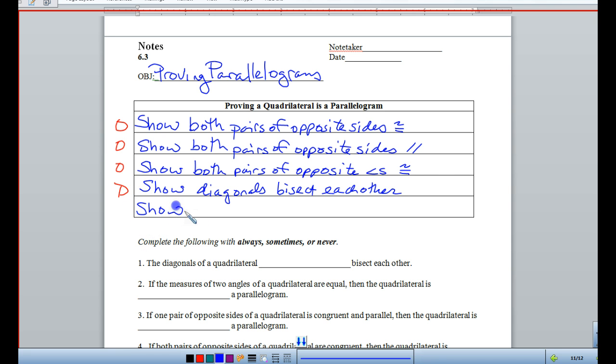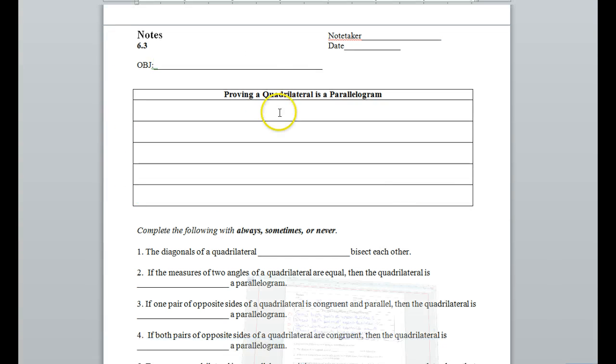show one pair of opposite sides parallel and congruent. So in other words, if we have our parallelogram, you got to show that they're congruent and parallel. Just one pair, the same pair, congruent and parallel. So using what we know from this, we're going to play always, sometimes, never.